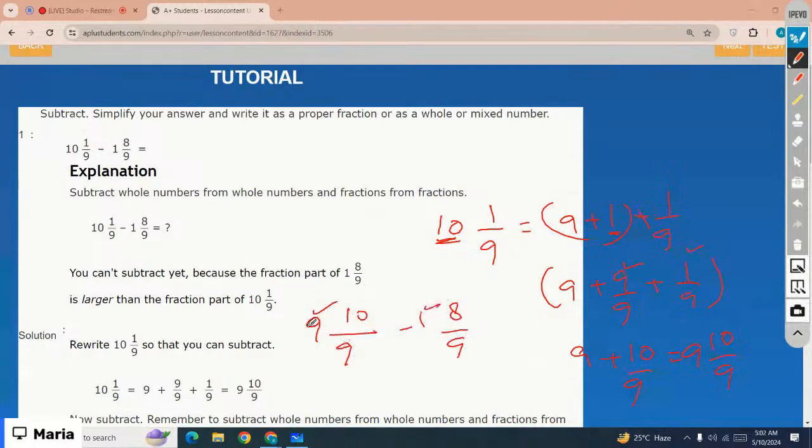Just subtract the whole numbers. 9 minus 1 is 8. Now subtract the fractions. You can subtract 10 minus 8. So 10 minus 8 is 2. That means that is 8 whole 2 over 9. Got it?